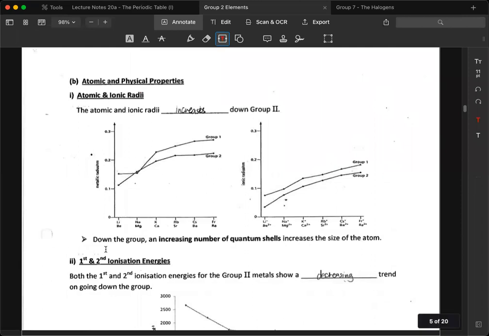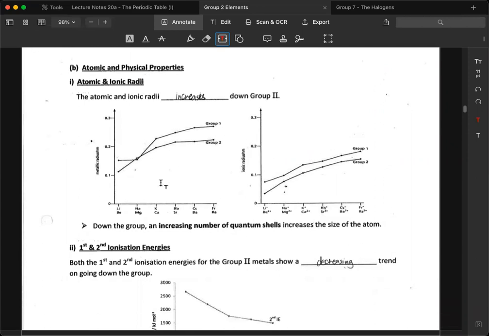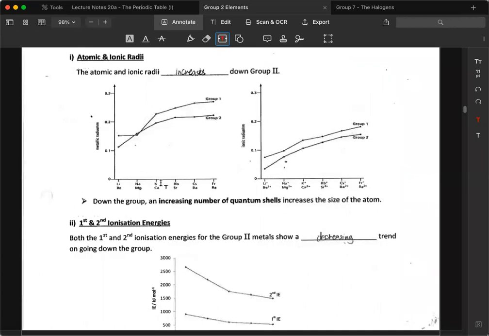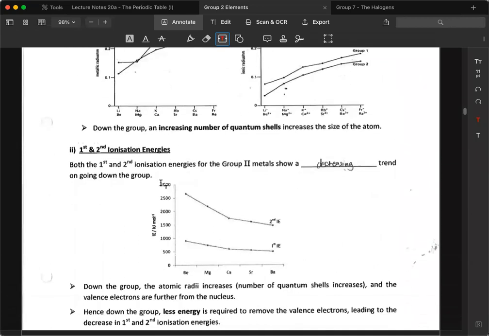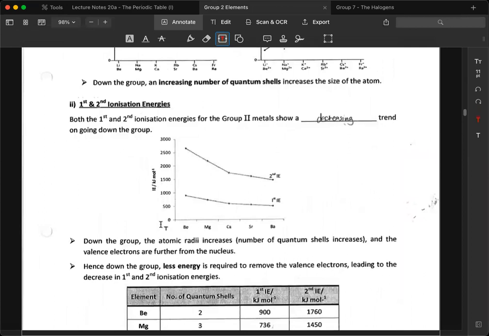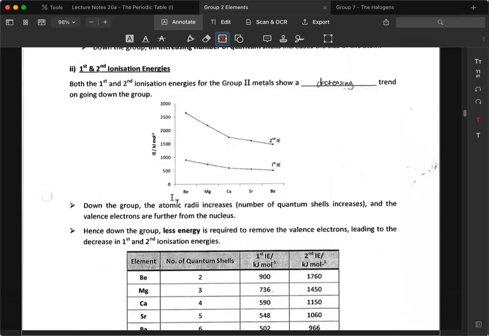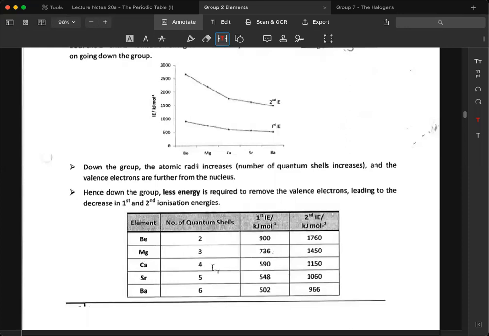Okay, let's look at the physical properties. Atomic and ionic radii increase down group 2, both atomic and ionic, because of the increased number of quantum shells. First and second IE show a decreasing trend in general. Down the group, the atomic radii increase, so the valence electrons are further from the nucleus. So down the group, less energy is needed to remove the valence electrons, leading to a decrease in first and second IE.